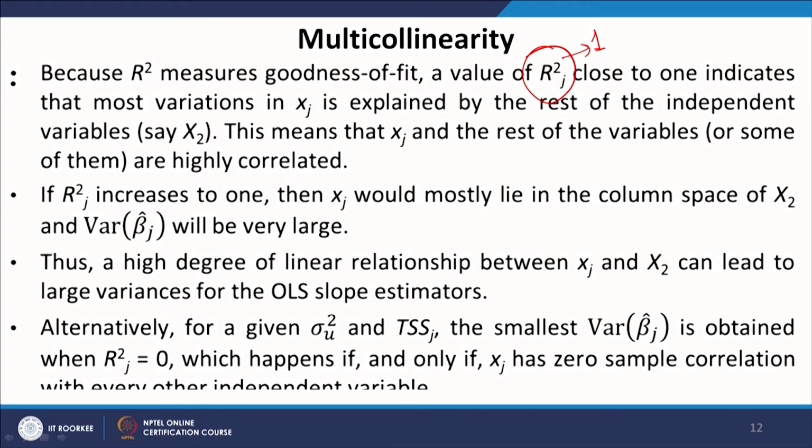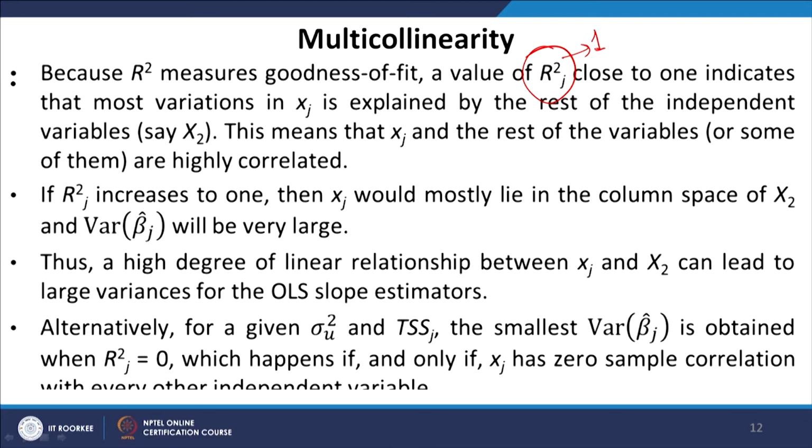If R j square increases to 1, then x j would mostly lie in the column space of x 2, and the variance of beta j hat will be very large. Thus, a high degree of linear relationship between x j and x 2 can lead to large variances for the OLS slope estimators. Alternatively, for a given sigma u square and TSS j, the smallest variance of beta j hat is obtained when R j square equals 0.